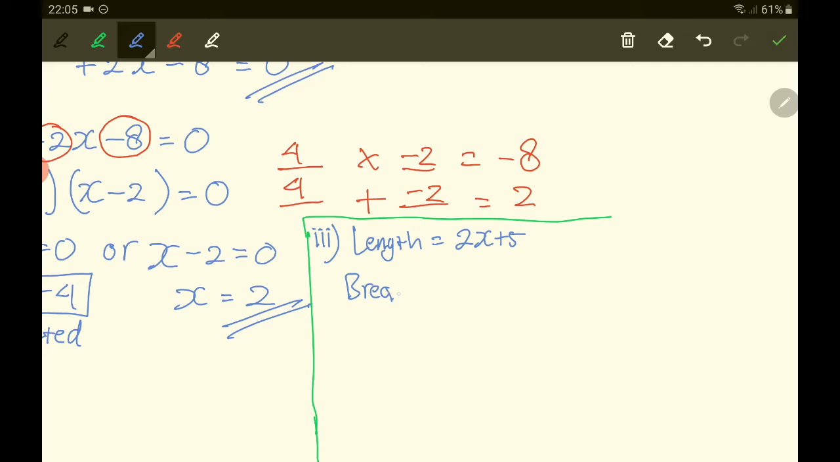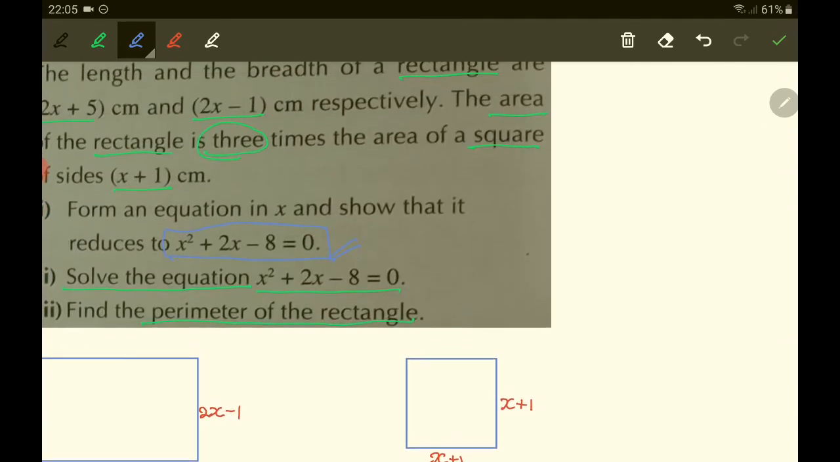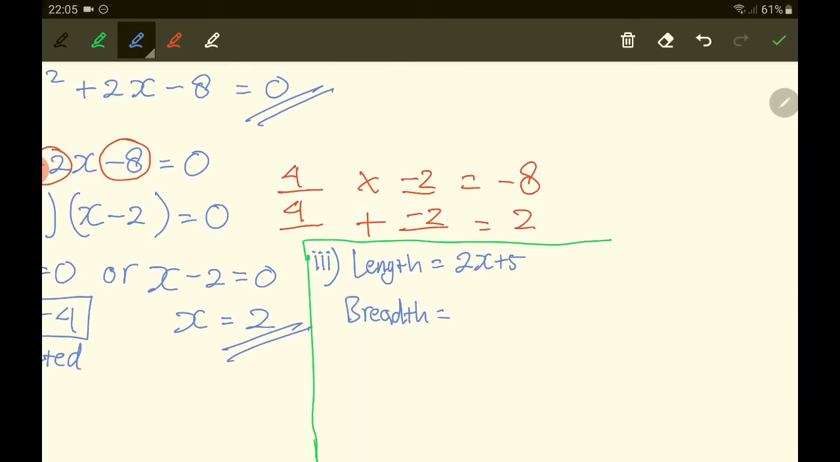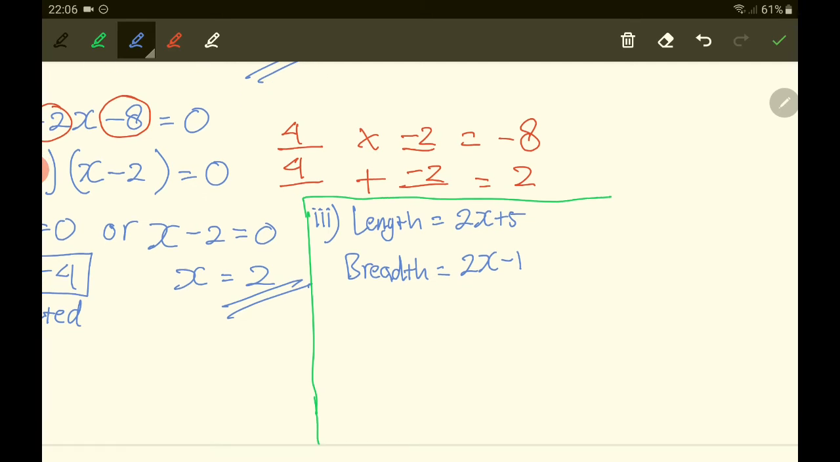the breadth is 2x minus 1. So we just substitute the value x equal to 2. So here we get 2 times 2 is 4 plus 5 is 9. And this one, 2 times 2 is 4 minus 1 is 3.